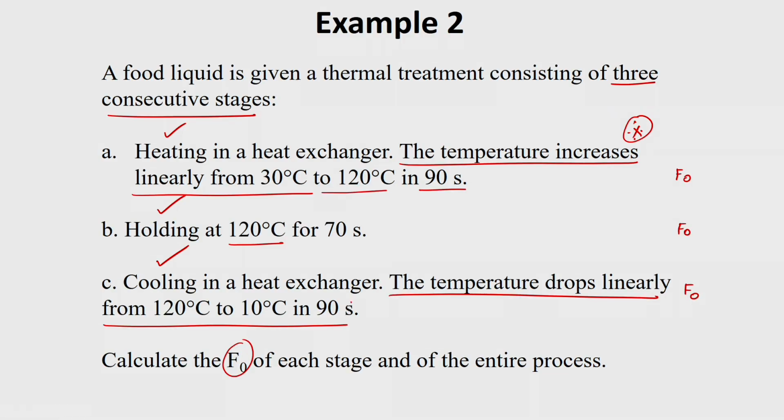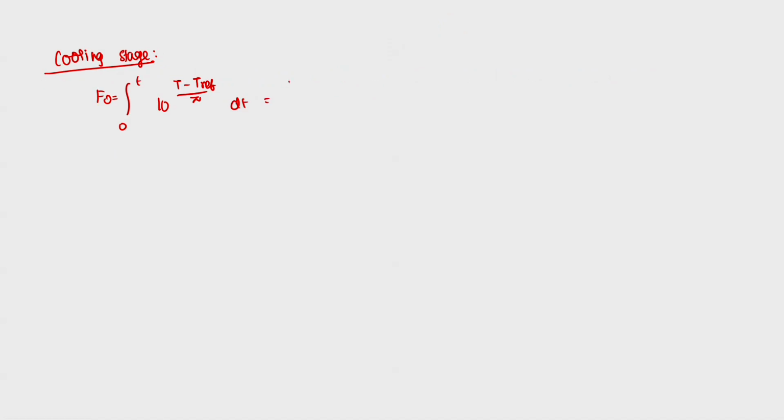Cooling stage also, F naught is the integral from 0 to t of 10 to the power of (T minus T reference) upon z into dt. So, the cooling stage is about 90 seconds again, but it cools from 120 to 10 degree centigrade. So, 0 to 90, 10 to the power of, we need T as a function of t, T minus 121 upon 10. So, how to calculate T as a function of t?